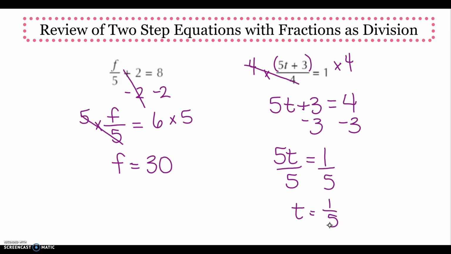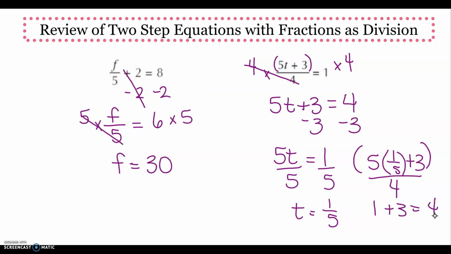So let's try to check our answer by evaluating. We had 5 times t, which now we know is 1/5, plus 3 over 4. And we're trying to see, does that equal 1? Well, our order of operations would tell us that we're going to do what's in our numerator first, and we're going to start with multiplication. 5 times 1/5 is just 1, plus 3. That gives us 4 in our numerator. Our denominator is still 4. And we know that anytime we have a number over itself, as in 4 over 4, that gives us 1 whole, so our answer does check out.